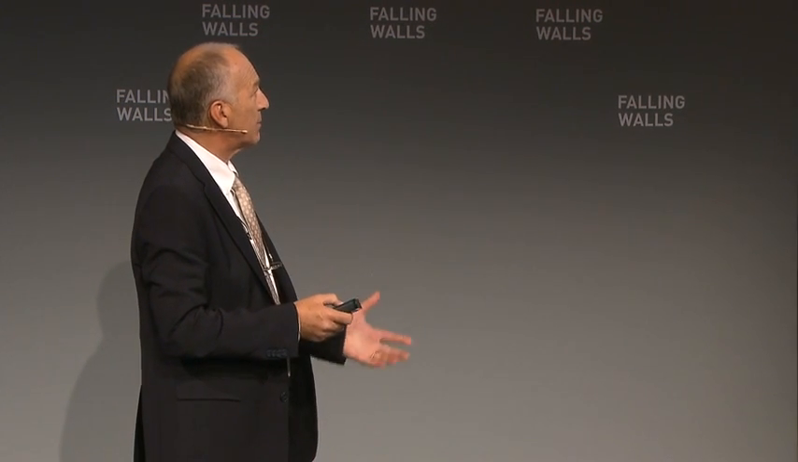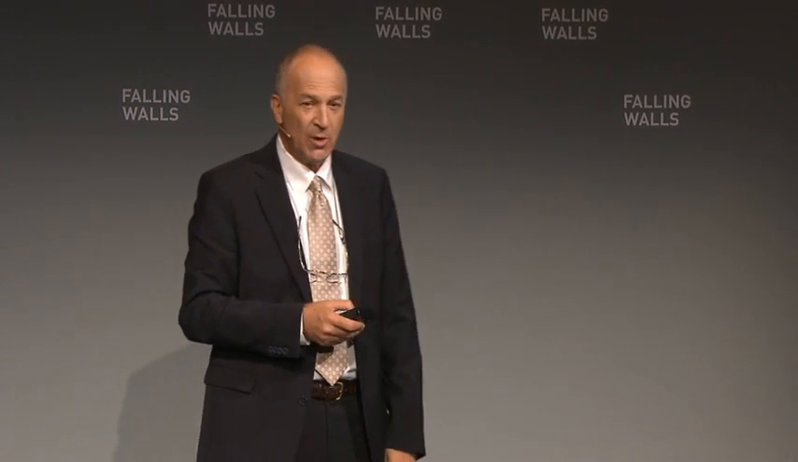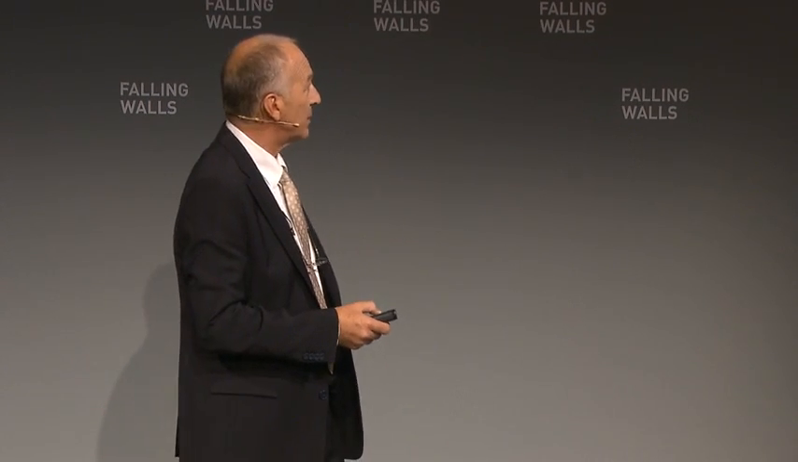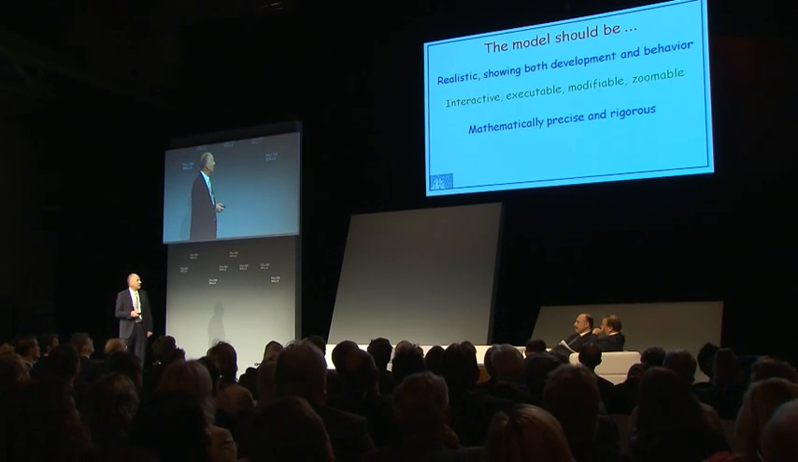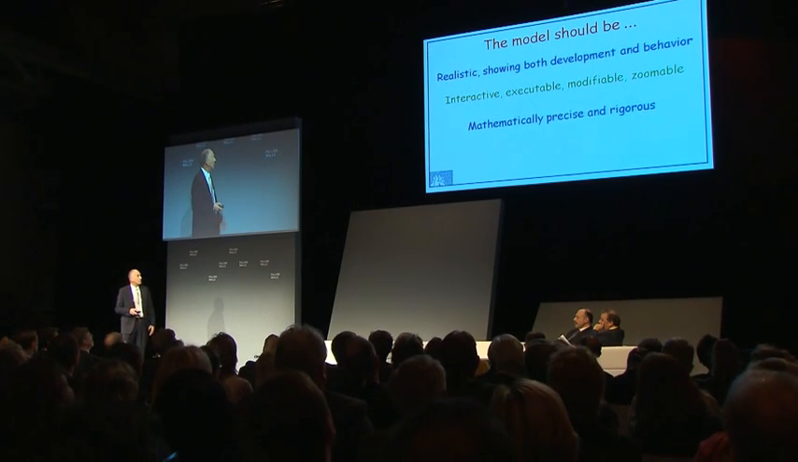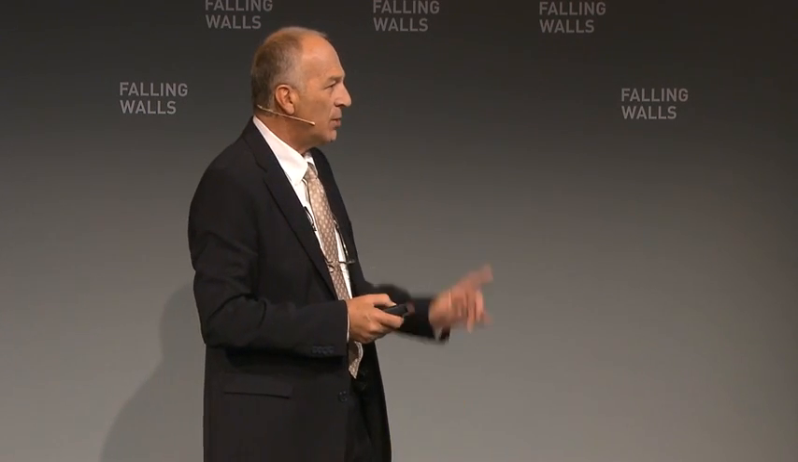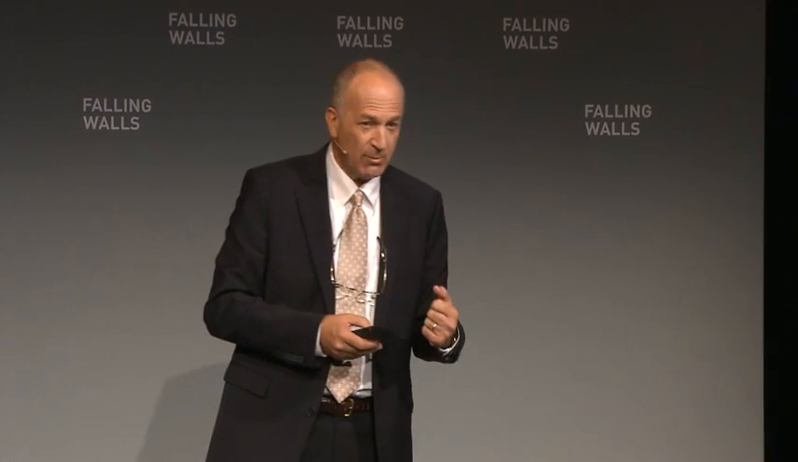Some of the properties this model should have, I'll just run through them quickly. It should be realistic. It should show the elephant or whatever it is developing from a single cell and also moving around, eating, having breakfast, and so on. It should be interactively executable, modifiable, zoomable. Obviously, it should not just be a nice movie, but it should be mathematically precise and rigorous. But the mathematics should somehow be hidden under the surface so that biologists should be able to do the modeling.